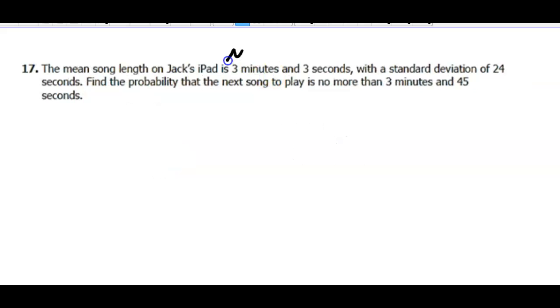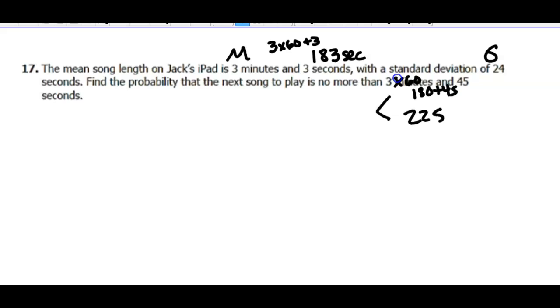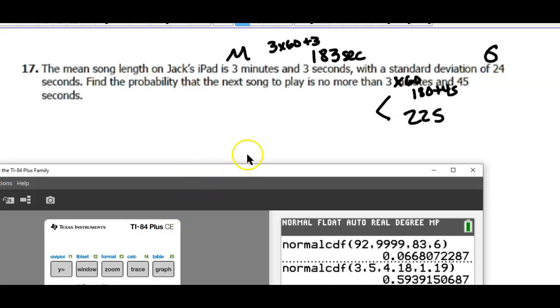This one says the mean is 3 minutes and 3 seconds. So we probably need to do this all in seconds. So 3 minutes and 3 seconds would be 183 seconds with a standard deviation of 24 seconds. Find the probability the next song to play is no more than, so less than, 3 minutes and 45 seconds. So 3 times 60 is 180, plus 45 is 225. So our upper limit is 225, but a song can't be negative.